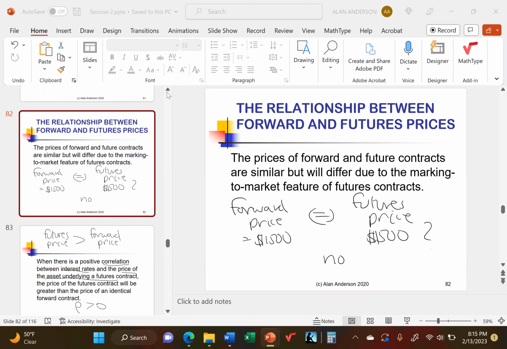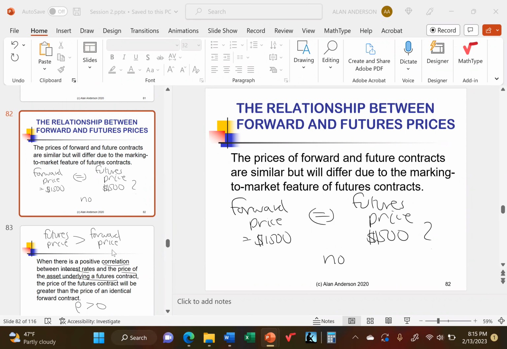All right, here we go. I guess we can carry on now. So the relationship between forwards and futures prices. Let's wrap this up. Are they guaranteed to equal each other? No, they typically are somewhat different because of the marking-to-market feature of futures contracts.